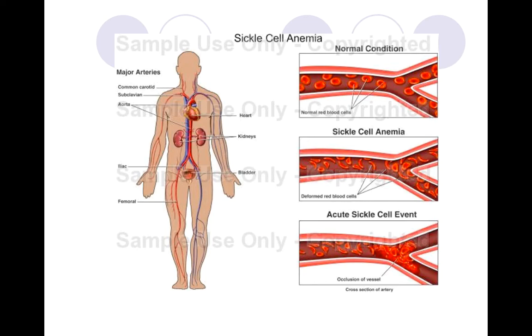And this is kind of what they look like. The normal ones, you have these nice round cells that can move smoothly through. The second one, sickle cell anemia, you have some of these cells and they start to clump up a little bit, but when it's severe, where you get these turns in the vessels, they really clog up in those areas.